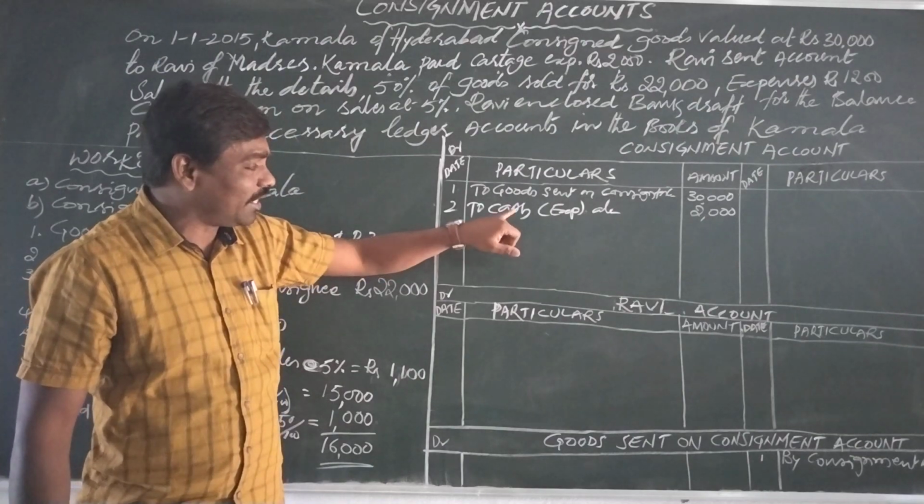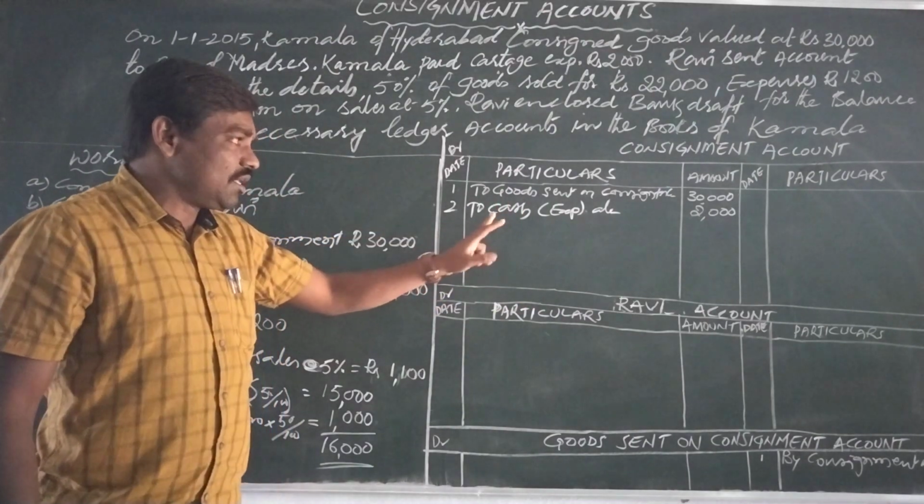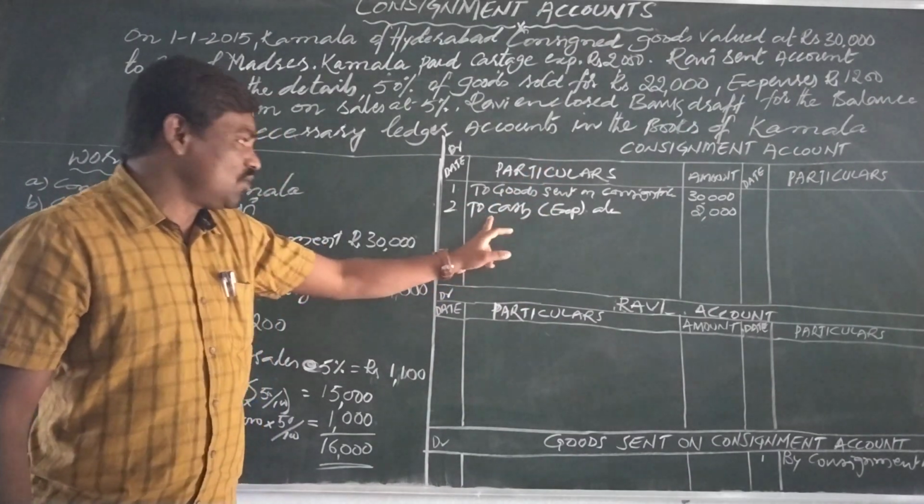We will not show it again in any other account. Only once do we show it, in the consignment account debit side.